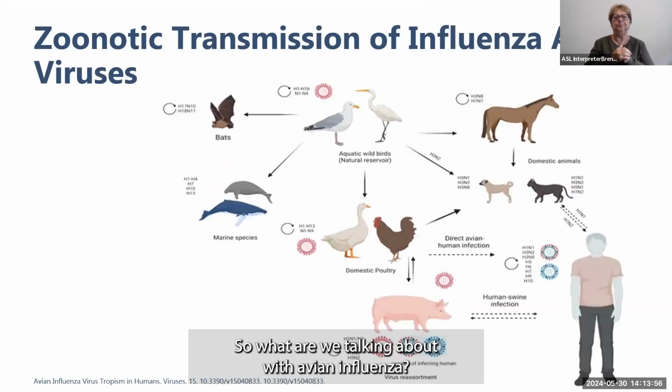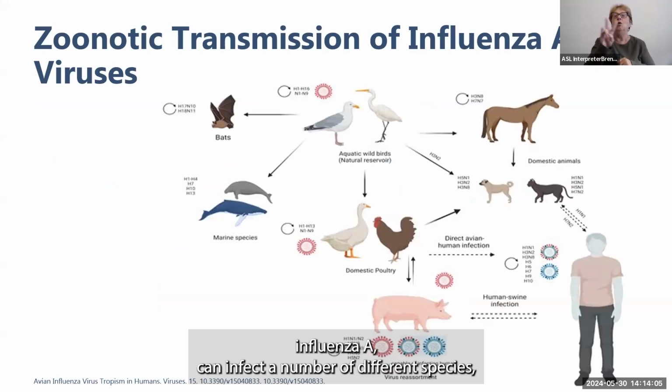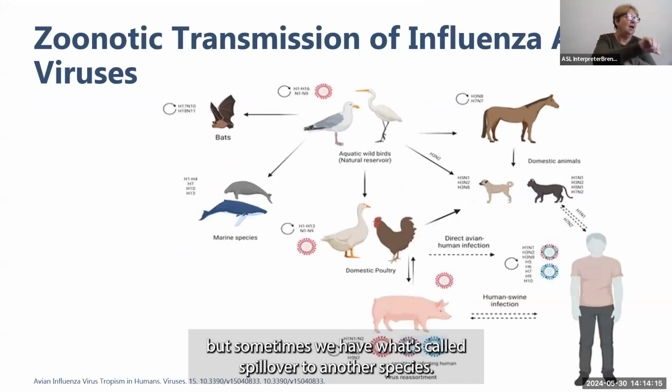So what are we talking about with avian influenza? These viruses, influenza A, can infect a number of different species. And usually it stays within that species. But, birds infect other birds. But sometimes we have what's called spillover to another species.